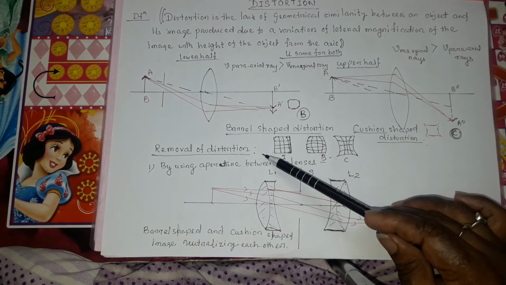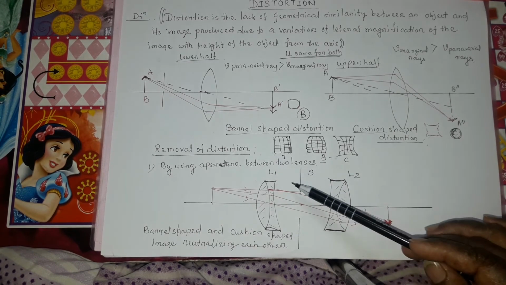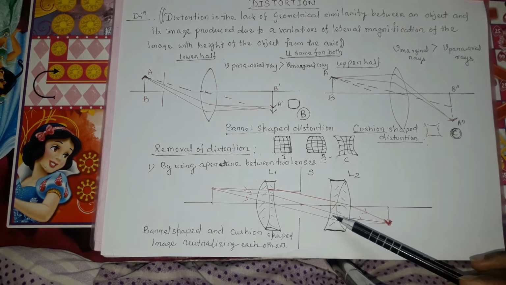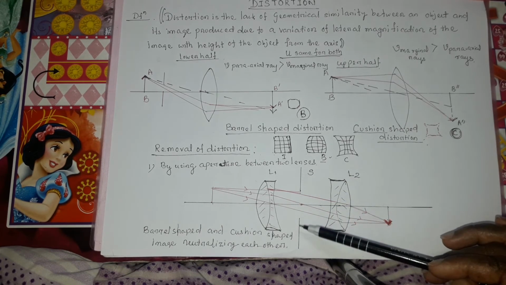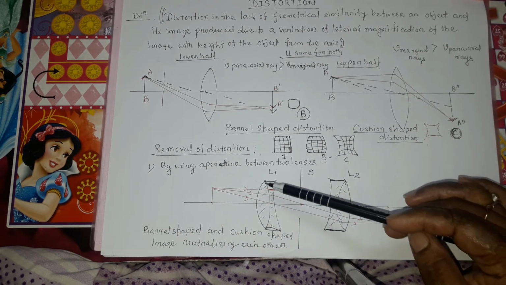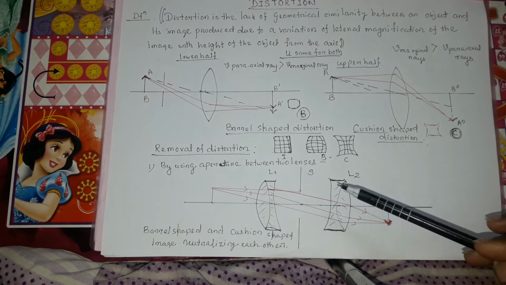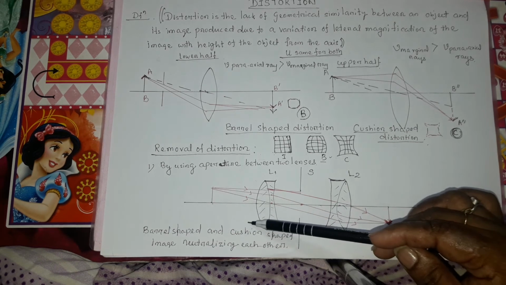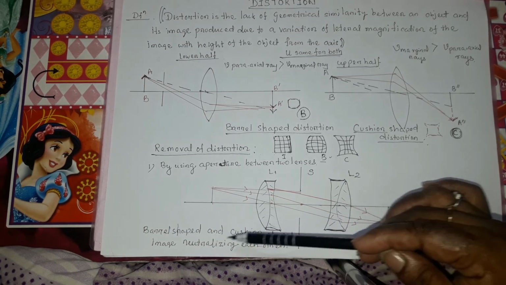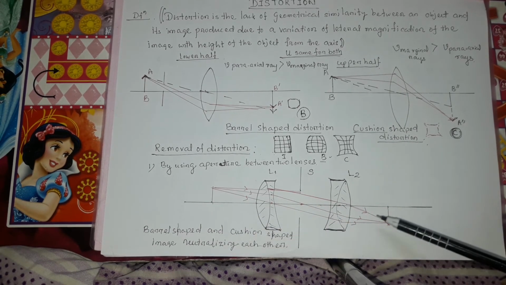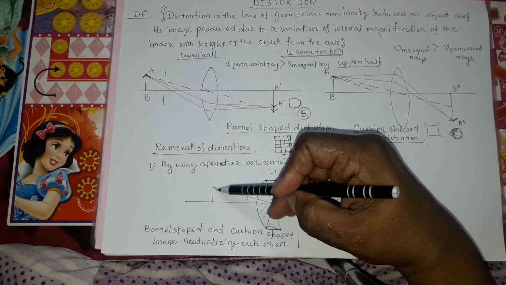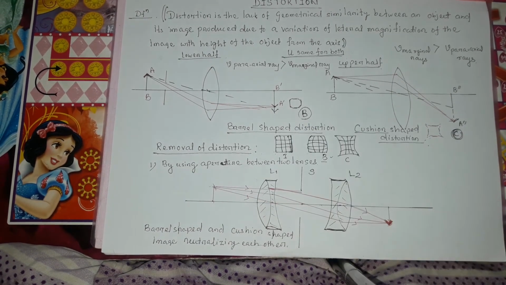How to remove the distortion? If we use an aperture in between two lenses, that aperture is placed on the image side for lens 1 and on the object side for lens 2, the barrel shaped and cushion shaped images neutralize each other, and the final image is free from distortion.